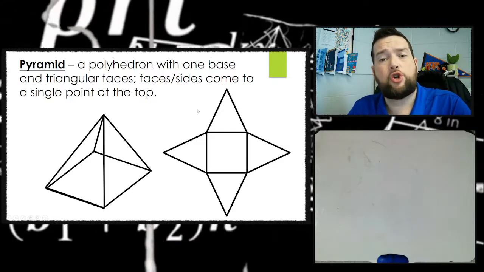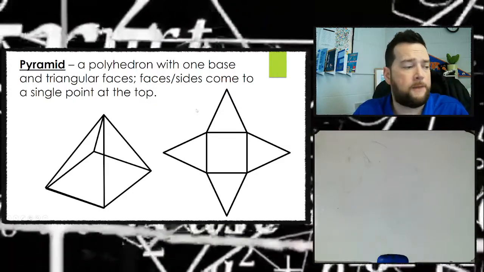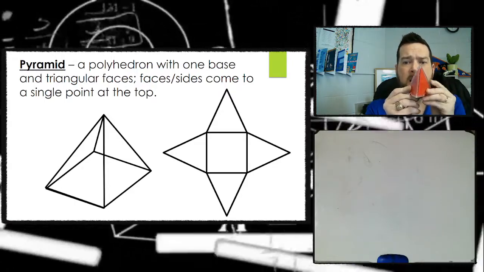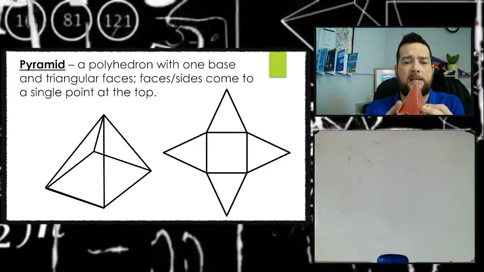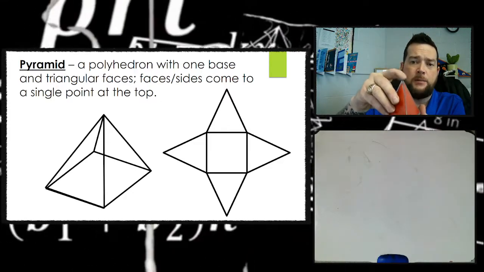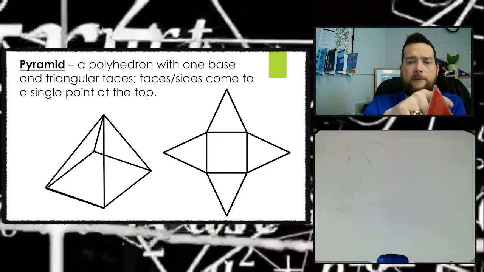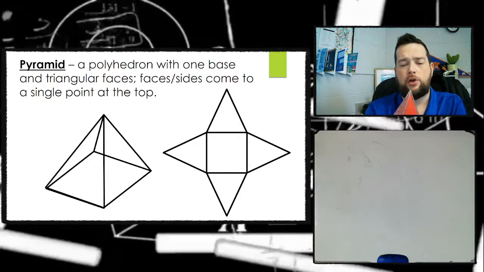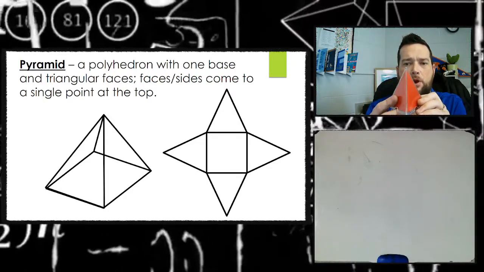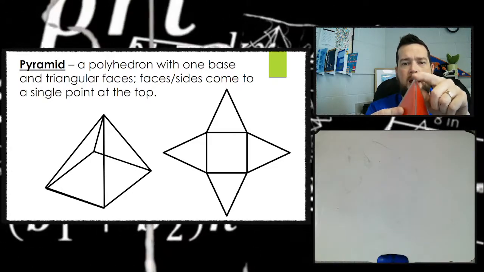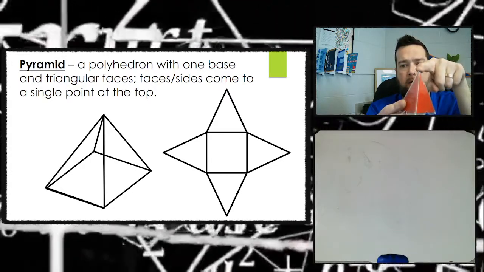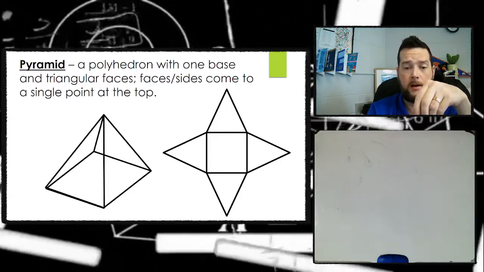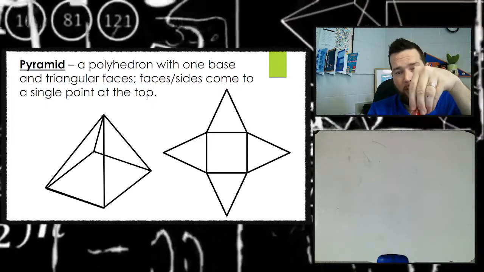So prisms have two bases with rectangular faces. Pyramids have only one base. So this is a pyramid because there's only one base, and then on the other side it comes to a point at the top. All the faces come together at a point at the top. So if they all come to a point, it's a pyramid.